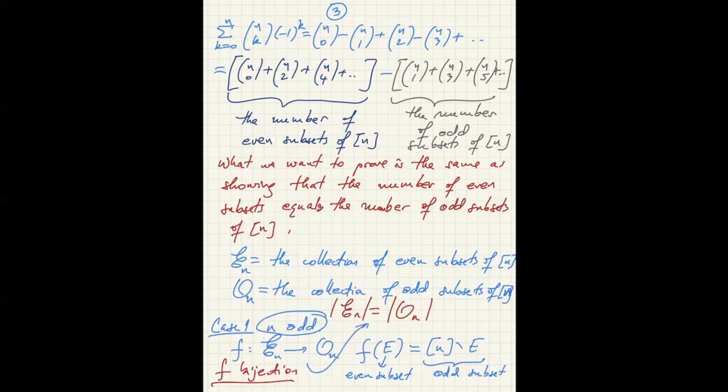our desired result. Now you cannot use the same trick when N is even. So you have to deal with the second case, case 2. Case 2 is N even. So I leave it as an exercise for you to figure out a bijection between the even subsets and the odd subsets of a set with n elements when N is even. It's not going to be as simple as taking the complement, but it's not difficult, and I think it's a good exercise for you guys to try. Okay.